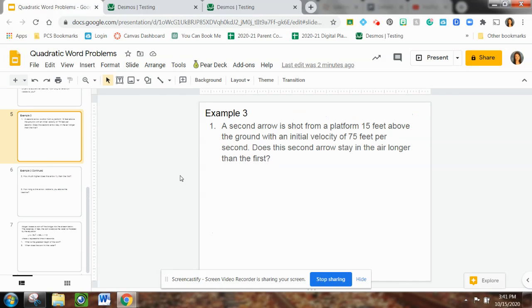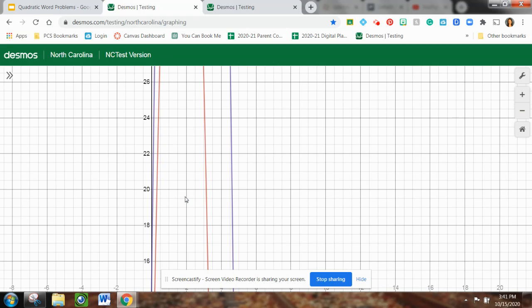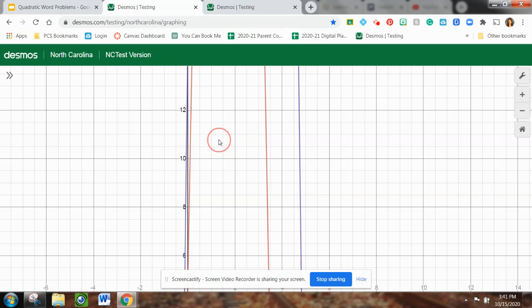Next example, we have an arrow that's getting shot off the platform of 15 feet above the ground, and it has a 75 feet per second initial velocity. So I'm going to turn off this y equals 20 graph, and I'm going to turn on my second arrow. So I'm going to zoom out a little bit. A couple things that I notice. My y-intercepts are different.